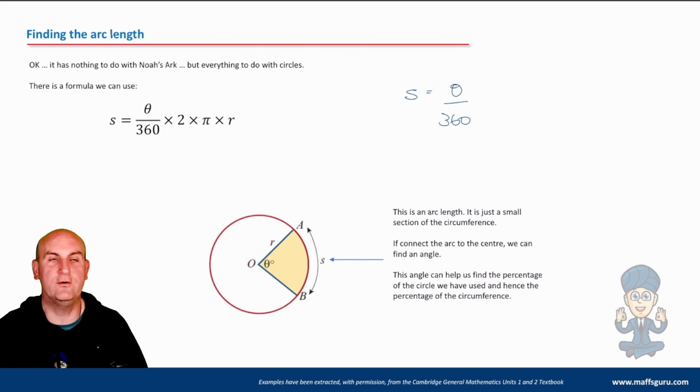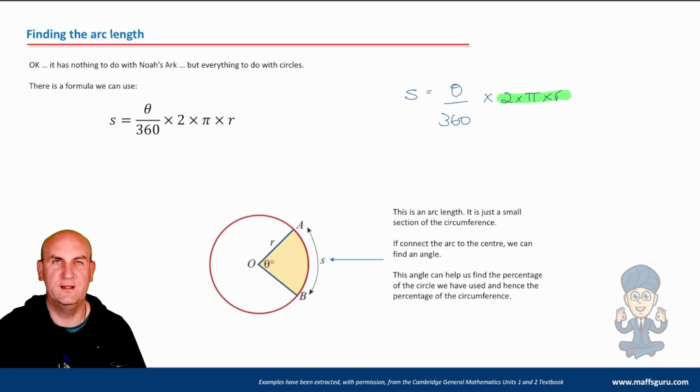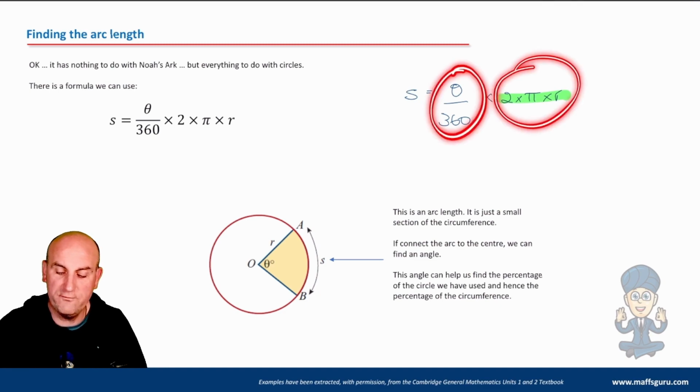So that's saying, well, we've got some angle out of 360, and I'm going to times it by 2 times pi times r. Hold on a moment, 2 times pi times r. That looks familiar. Yeah, it's the formula for my circumference. So what we're really saying is we have a fraction of my circumference.